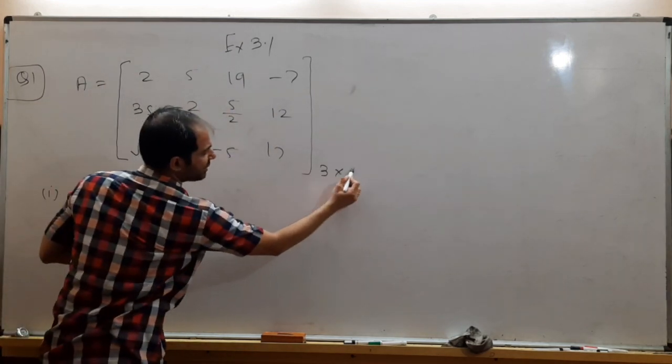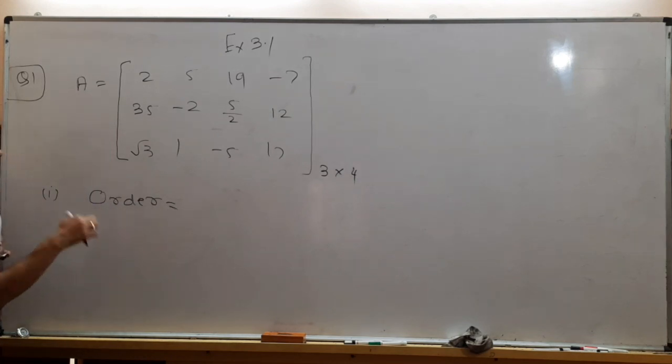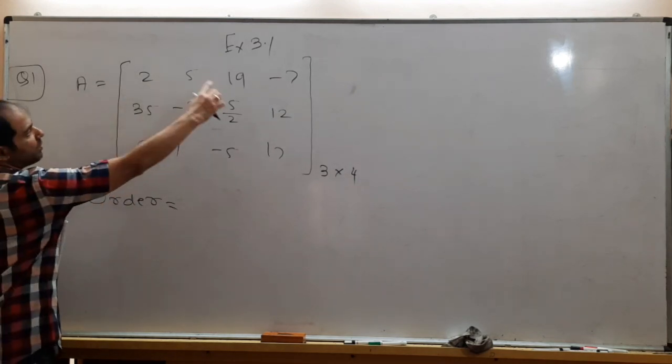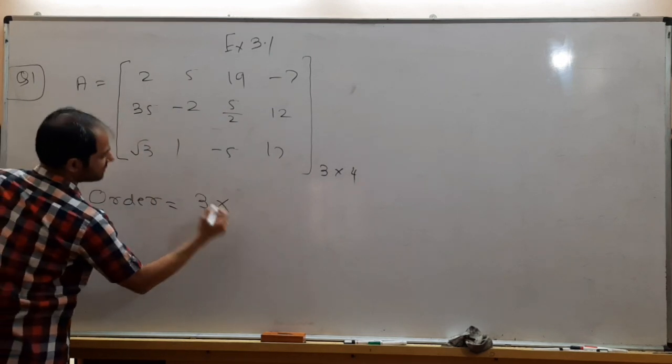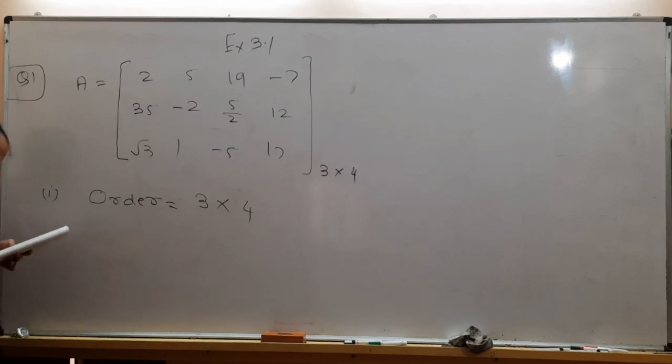So it is a 3 cross 4 matrix. So what is order? Order is number of rows cross number of columns. 1, 2, 3. 3 rows, 4 columns. So that is the first part which they have asked. First is the order of matrix.